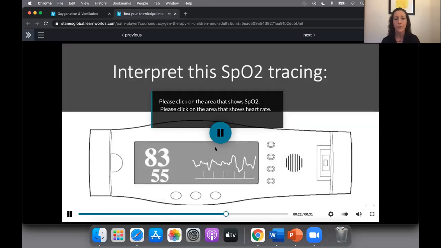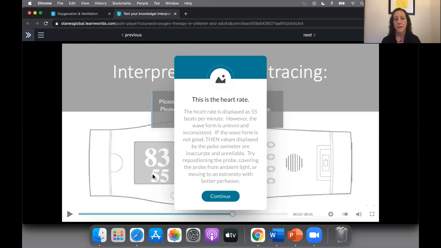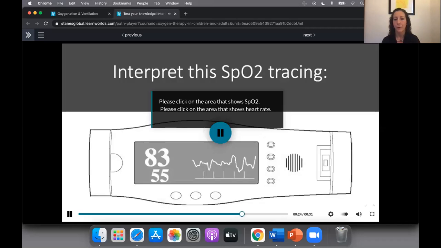So even though your pulse oximeter says 83%, you can see this waveform is not reliable. It doesn't correspond to the patient's pulse. If you click on the 55, it says the same thing. This is the heart rate. It's displayed at 55, but you can't trust it because the waveform is no good. So some people picked up on that in the chat box, which is excellent. And the importance of this activity is for you to recognize how to trust the data.